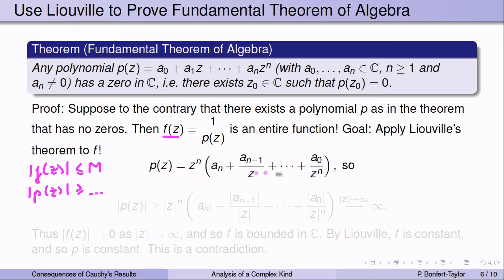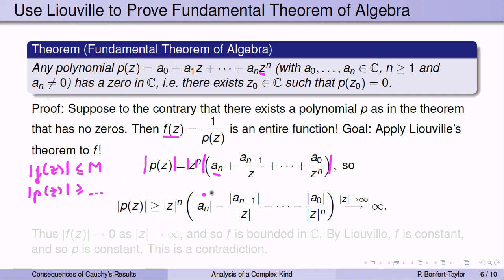Well, here's p of z again, and I rewrote it a little bit. I just factored out a z to the n from p of z. So here's my an. an minus 1 only had a z to the n minus 1, so I factored out too many z's, so I need to divide by z here, all the way through a0 divided by z to the n. Now let's put absolute values on there. So the absolute value of p of z is the absolute value of z to the n times the absolute value of what's in parentheses. And my claim is that is greater than or equal to the absolute value of z to the n times, I put absolute values around the individual terms and negative signs in between them.